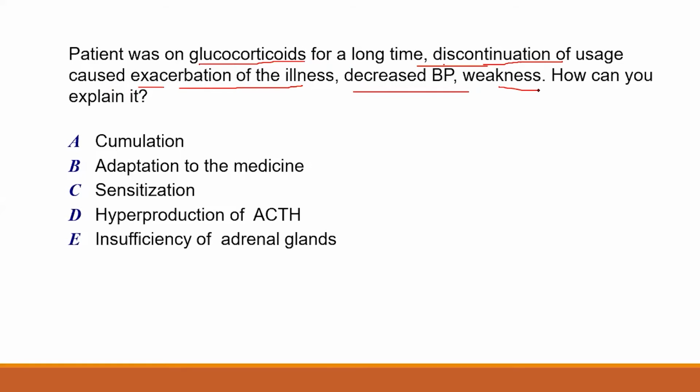So this one is just right in front of you. This person was using glucocorticoids. For one or two reasons, the person has stopped using it. And we know glucocorticoids are from adrenal glands. So if it is not being produced and it is not being taken in, what happens? It means there is insufficiency of adrenal glands. So here, your answer will be E. All right.